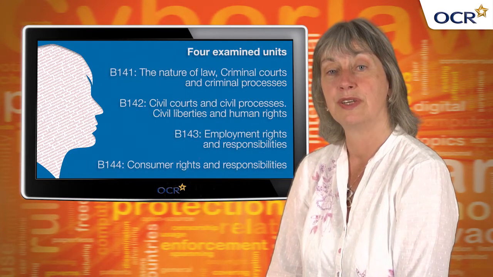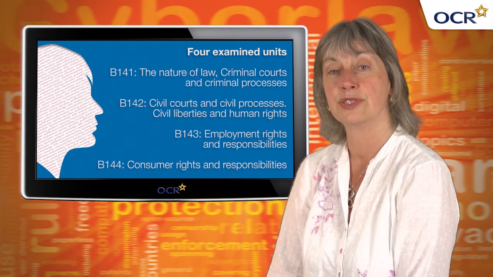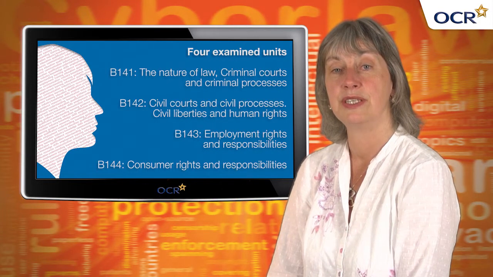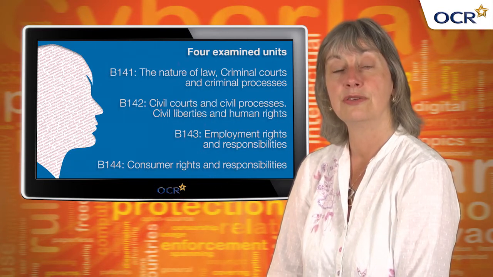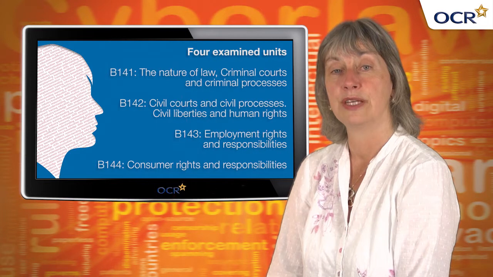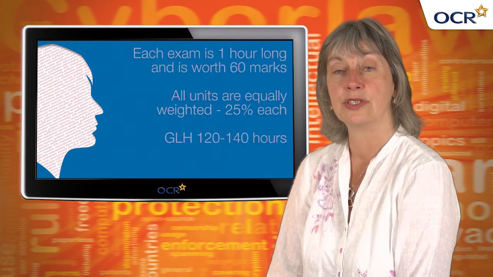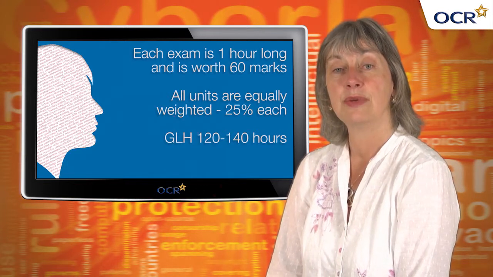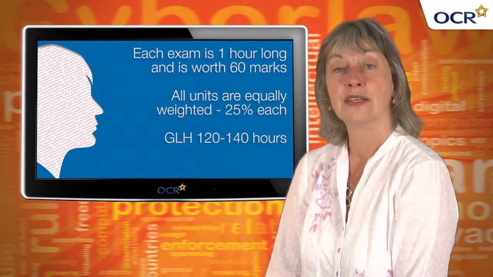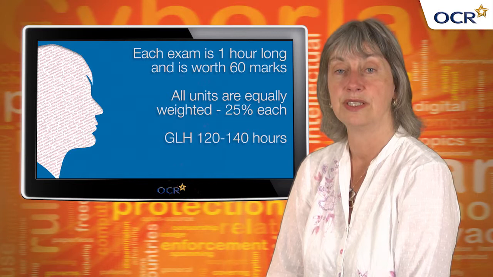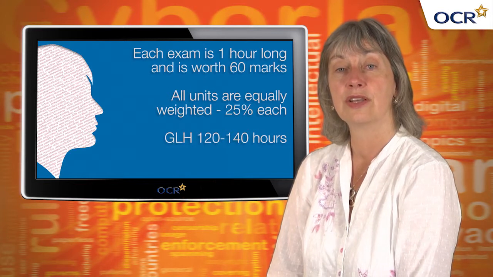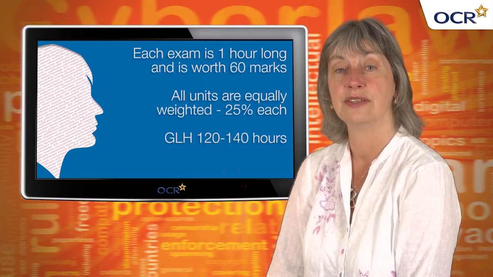When choosing a new specification, it is important that the structure of the course and the way it is assessed are fully understood. There are 4 examined units in the specification which need to be taken at the end of the course. The units can be studied in any order, but all are mandatory. All examinations are 1 hour long and represent 25% of the total marks. The examinations are written papers. Guided learning hours should be between 120 and 140 hours, and the course can be studied over 1 or 2 years, as long as all the assessment is taken at the end of the course.